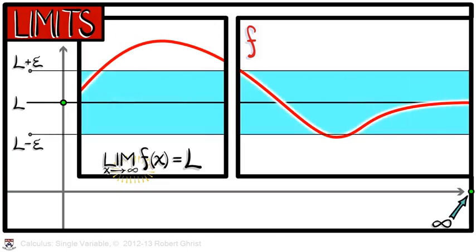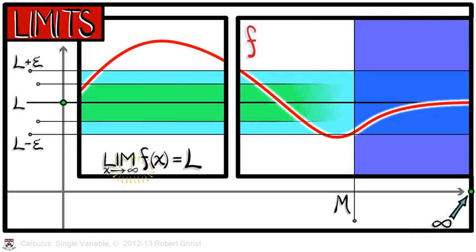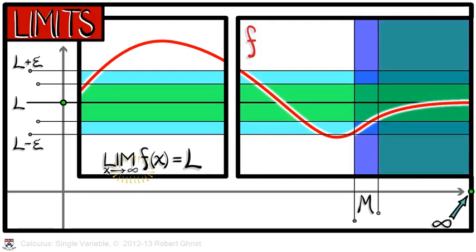Given any output tolerance, epsilon, there must be some tolerance on the input that guarantees striking within epsilon of L. Now, how do we take a neighborhood of infinity? How do we talk about a tolerance on that input? Well, what it becomes in this context is some lower bound, m, so that whenever your input is greater than m, then your output is within epsilon of L. As before, this must be true no matter what epsilon you choose.